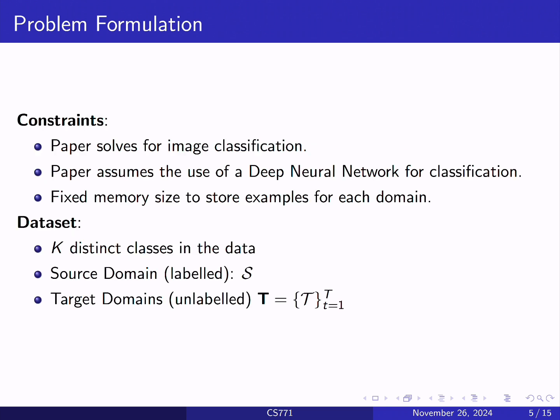Let's try and simplify the problem statement first. This paper attempts to solve continual domain shift learning, or CDSL, where a model is trained on a labeled source domain and must adapt to unlabeled target domains appearing sequentially.